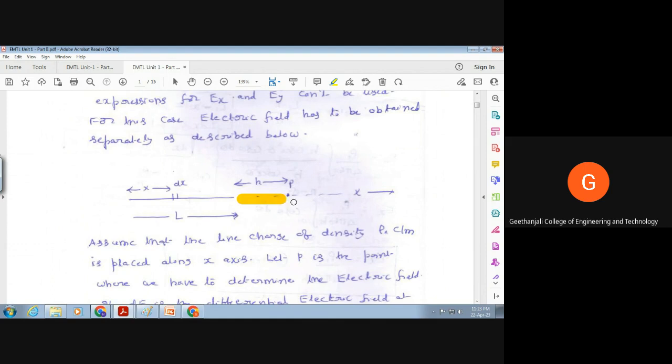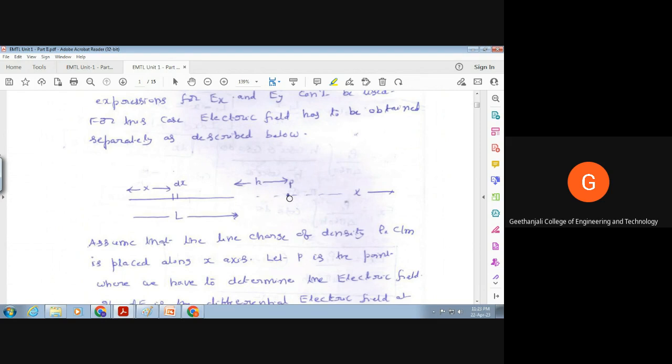At point P, you are supposed to determine the electric field intensity, which is at a distance of h meters from one end of the line charge. Let L be the total length of the line charge. In fact, the procedure is going to be the same. I'm going to divide this line charge into small segments. Each differential length is, let us say, dx, and due to each dx, which is a charge of rho L into dx, we can find out the differential electric field at point P. So when I add all these differential electric field intensities, I get the total electric field intensity.